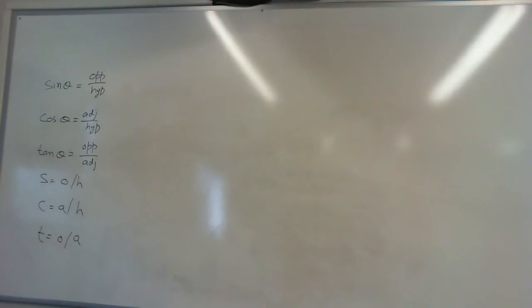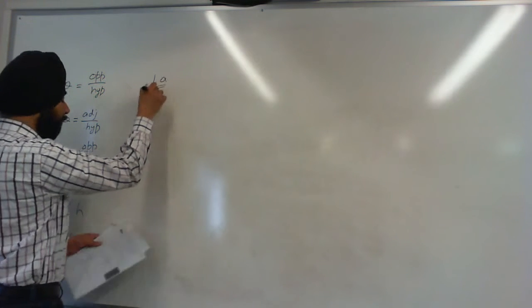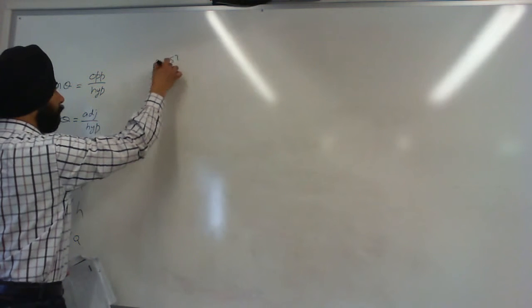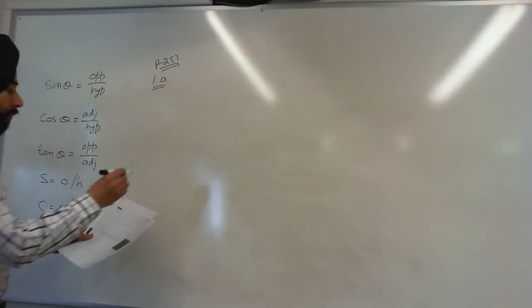Okay, so the first example, 1a, this one is on page 257. Calculate the value of x when the triangle is given. This is the triangle given.